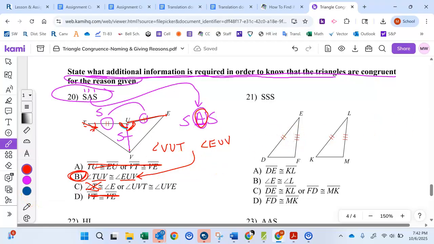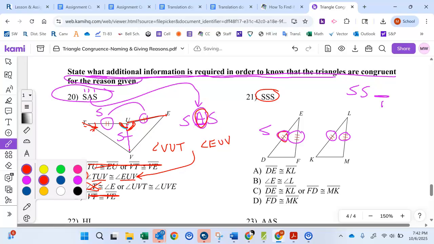Okay, so now 21 says we want to find out if they're congruent for side, side, side. So what do we have? We have this one right here, let me make this in pink, is the same as that. So we have one side in common. Oh, but we also have 3 and 3. So we have another side. And there's this side and that side. So we have another side, which means we need the last one to be the other side, which would be this one.